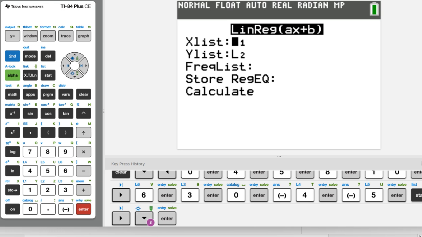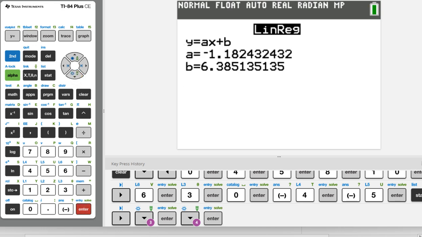Please verify that the lists that you entered the data points in are the ones listed here. So I plugged mine into L1 and L2. If you did like L3 and L4 for some reason, please just make sure to check or change those, and recall that to type the list names, it's second and then the numbers 1, 2, 3, 4, 5, or 6. Those are your L1, L2, L3, L4, L5, and L6. But as written, I'm happy with those. I don't need the frequency list. We're not going to store this because we're not going to look at the graph on our calculator. We're just going to go calculate.